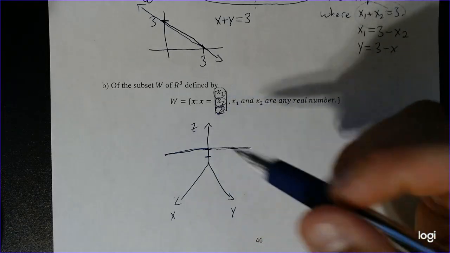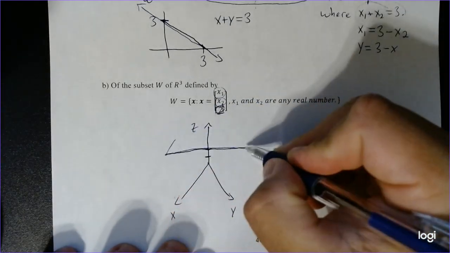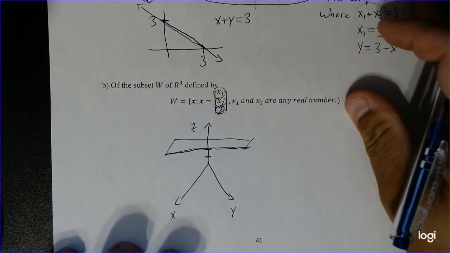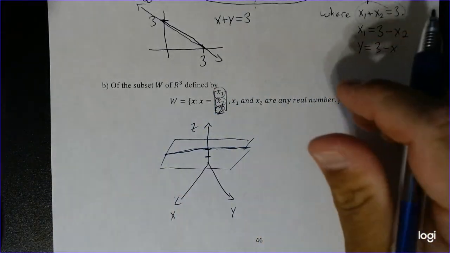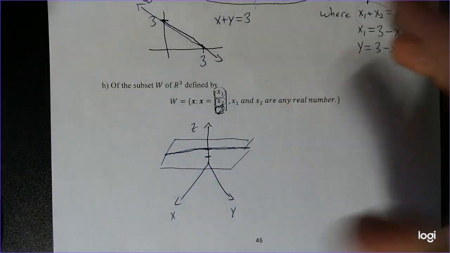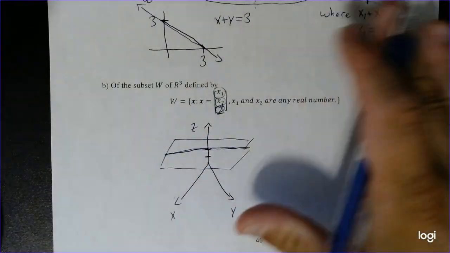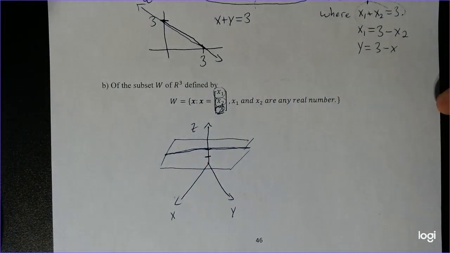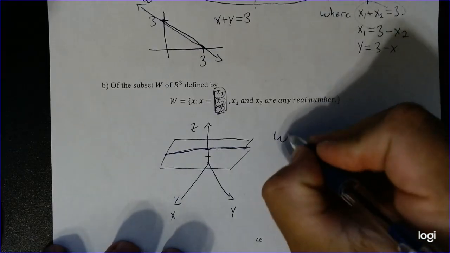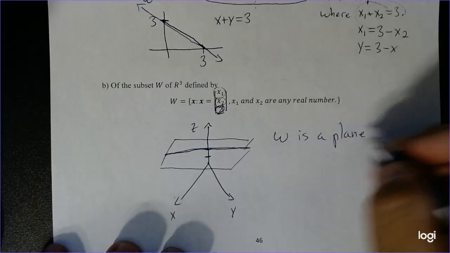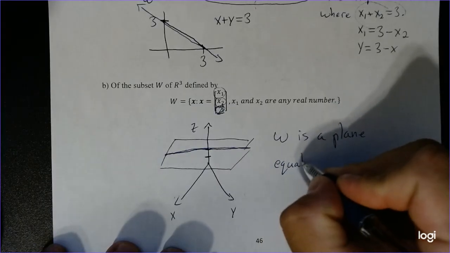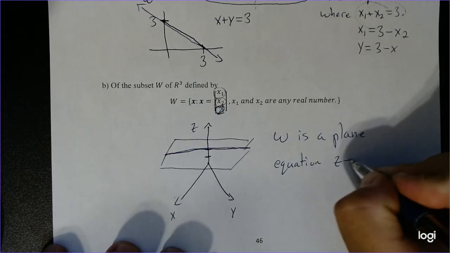So if it could change whatever I choose, therefore I get a plane. Right? An infinite plane, so an infinite sheet of paper on the z equaling 2 axis. So this gives us, so W is a plane. So plane equation, z equaling 2.